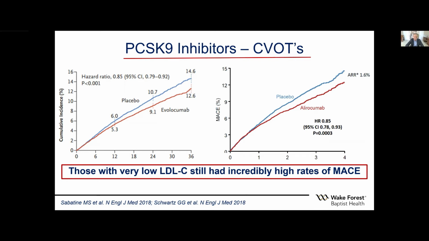If we look at the results of the two large cardiovascular outcome trials, FOURIER on the left, ODYSSEY OUTCOMES on the right, with the two monoclonal antibodies, we see that even in individuals who are getting their LDLs to about 30, event rates at 3 to 4 years exceed 12%. So the area under the treatment curve in red is still quite high. Despite very low LDL attainment, there are still incredibly high rates of recurrent major adverse cardiovascular events.